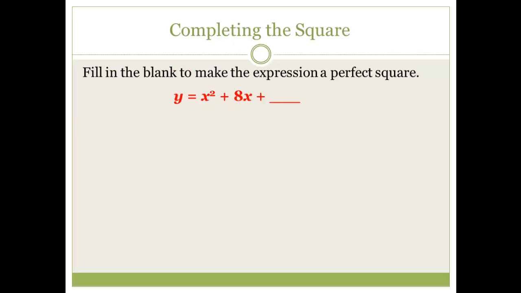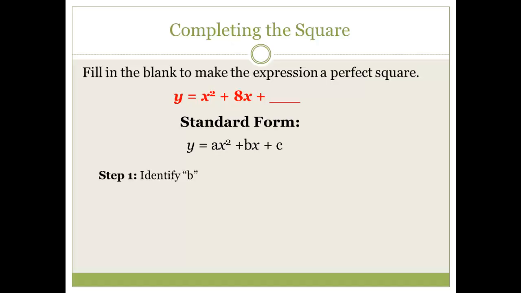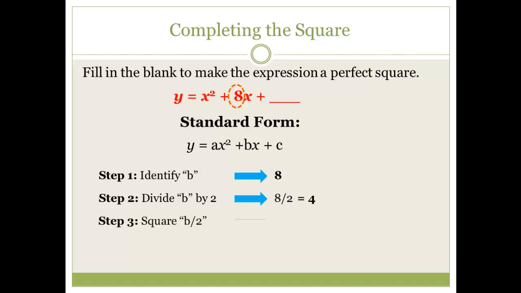Completing the square. Fill in the blank to make the expression a perfect square in the problem below. We begin by using the standard form. Step 1 is to identify b. We see that b is equal to 8. Step 2, we divide b by 2. Doing so gives us 4. Step 3, square b divided by 2, which means we square 4, and that gives us 16.